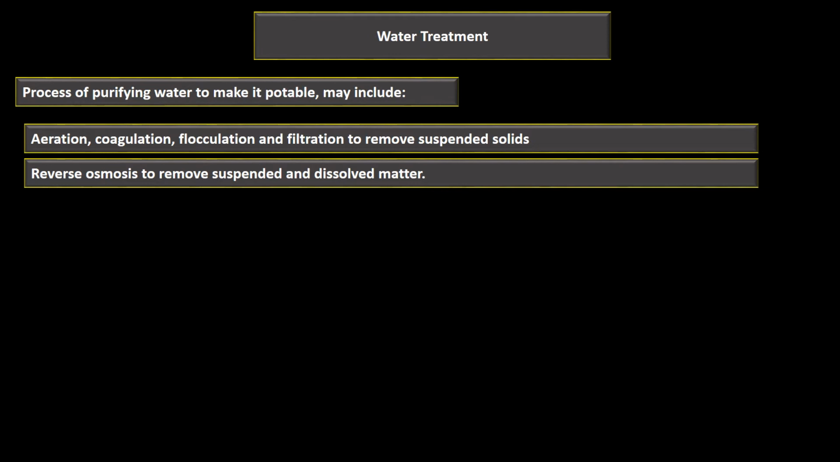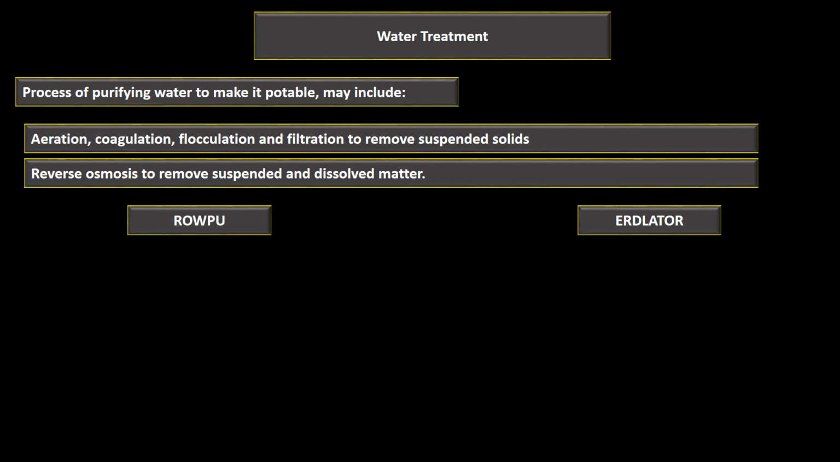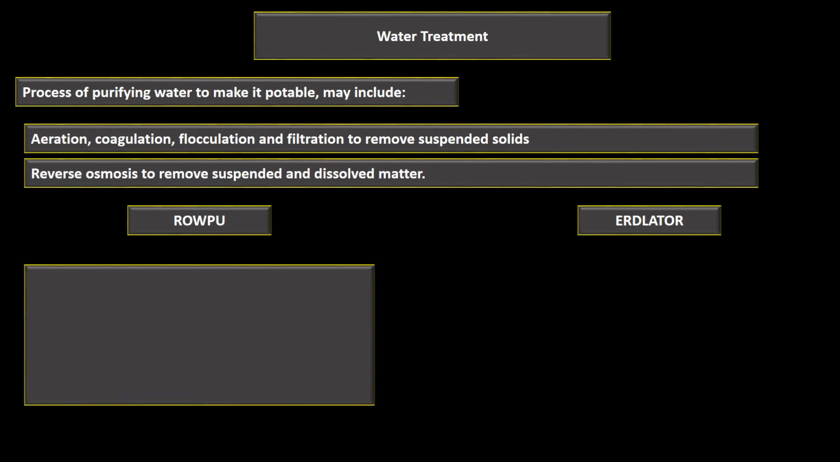Okay, so reverse osmosis, the two units that are covered in this chapter anyway, are going to be your ROPU, your reverse osmosis water purification unit, and your ERDLator. Your ROPU is the most common field purification system in use.